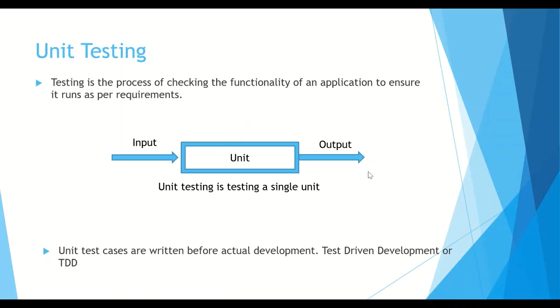What is unit testing, or rather, what is testing? Testing is a process of checking the functionality of an application to ensure that it runs as per the requirement. And unit testing is testing of a single unit. It can be a class, a method, or a single functionality within the method. Whatever you can categorize as an individual piece of functionality is basically a unit.